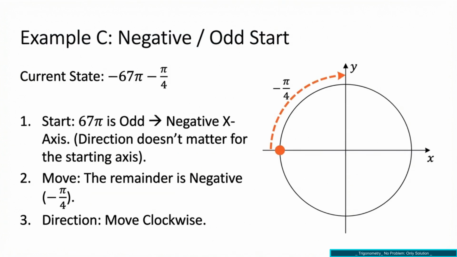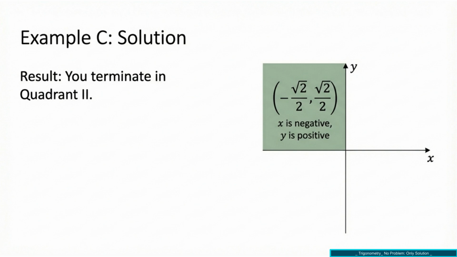Example C, negative with an odd start. Start at the negative x-axis since 67 pi is odd. The remainder is negative pi over 4, so move clockwise. You terminate in quadrant 2, where x is negative and y is positive. The coordinates are negative the square root of 2 over 2, and the square root of 2 over 2.